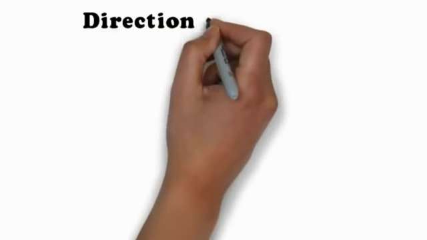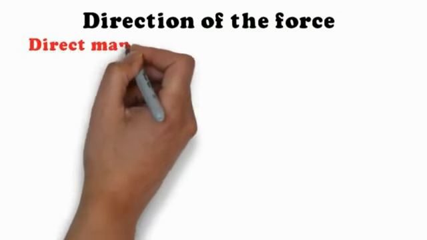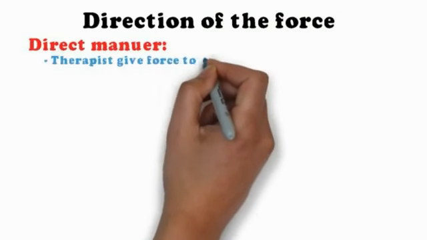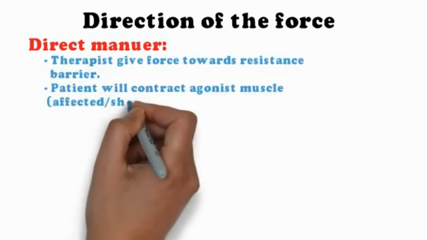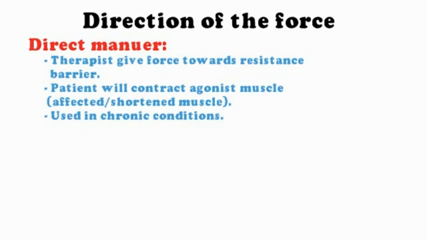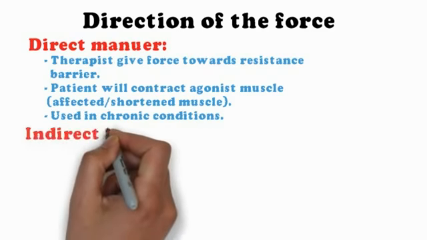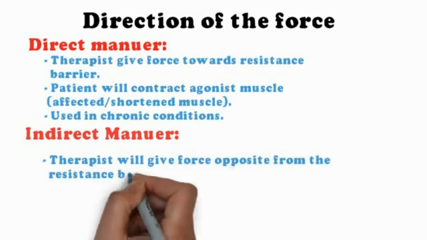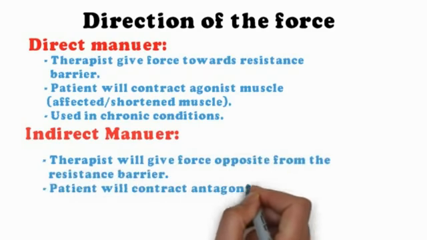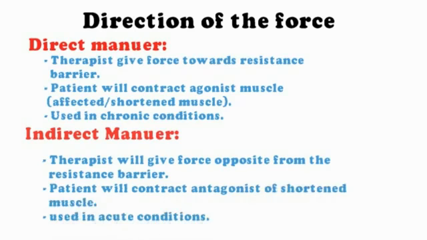As we already saw, the direction of the force is either by the direct or indirect maneuver. In the direct maneuver, the therapist will give force towards the resistance barrier where the patient will contract the agonist muscle, which is the shortened muscle. It is usually used in chronic conditions, whereas in the indirect maneuver, the therapist will give force opposite from the resistance barrier where the patient will contract the antagonist of the shortened muscle, which is used in acute conditions.